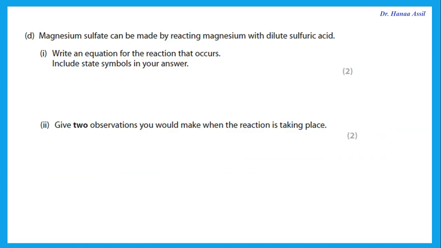Magnesium sulfate can be made by reacting magnesium with dilute sulfuric acid. Write an equation for the reaction. So we're writing an equation between magnesium and sulfuric acid to give magnesium sulfate plus hydrogen. This is a metal plus acid to give salt plus hydrogen. Include state symbols. Do not forget to put the state symbols. Of course, this equation as it is is already balanced. If it weren't, we would need to balance it. Magnesium is a metal, that's a solid. All acids are aqueous. The magnesium sulfate formed is aqueous, and the hydrogen is a gas.